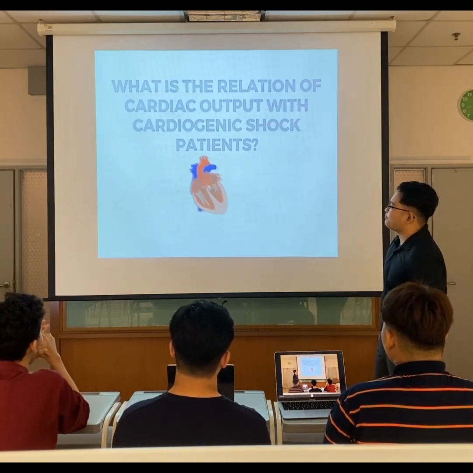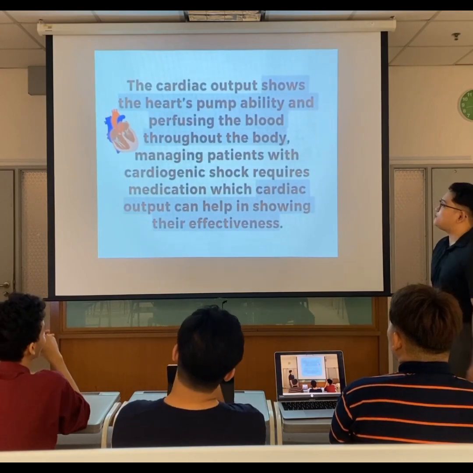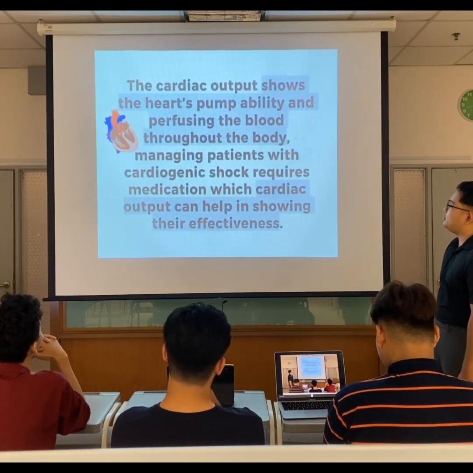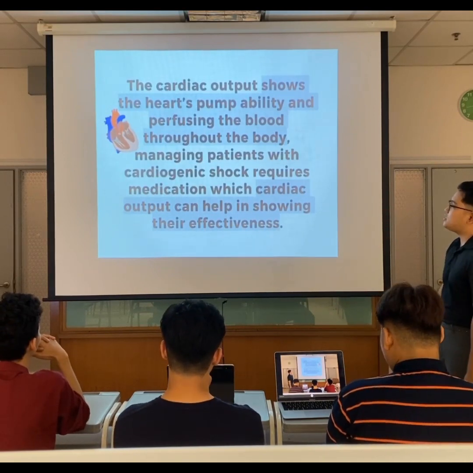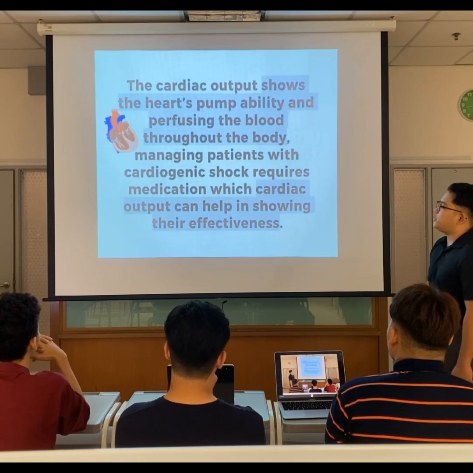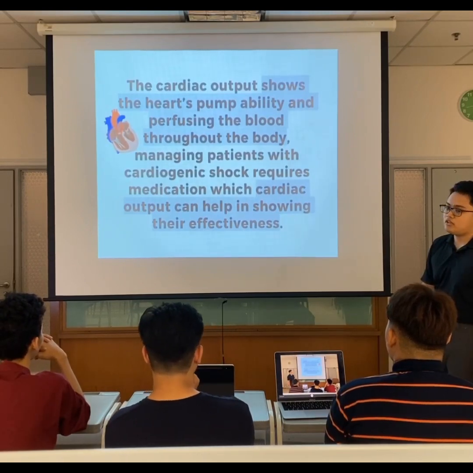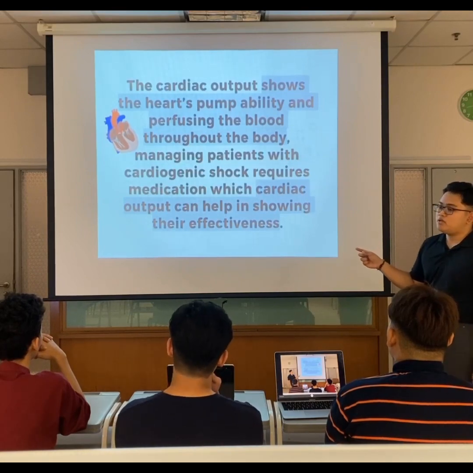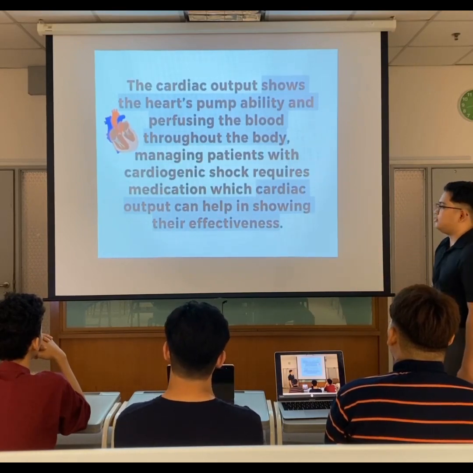Thank you, Hakim. So basically, cardiac output shows the heart's pump ability and perfusing the blood throughout the body. Thus, when we want to manage the patient with cardiogenic shock, it requires medication, which cardiac output can help in showing their effectiveness by the indicators from the variables afterload, preload, and contractility.